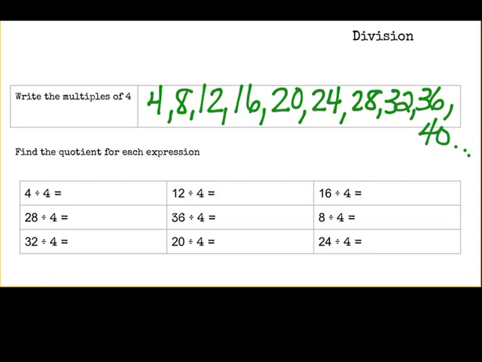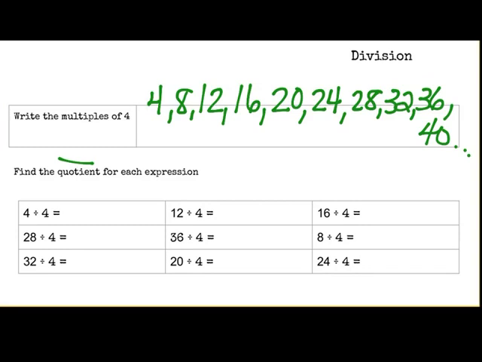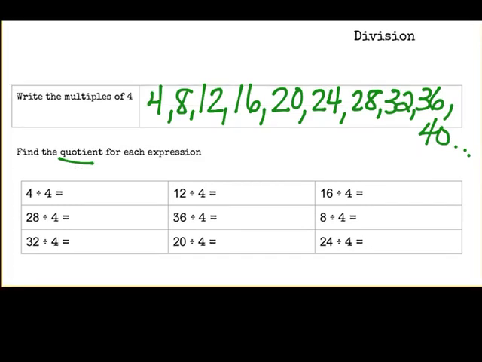Now, find the quotient for each expression. I can use my multiples of 4 to find these quotients. 4 divided by 4 is, well, if I find the 4, how many times did I go? Just 1. So it's 1. 12 divided by 4, well, 1, 2, 3. I get to 12. 16 divided by 4, 1, 2, 3, 4. And so on. 28 divided by 4 is 7.